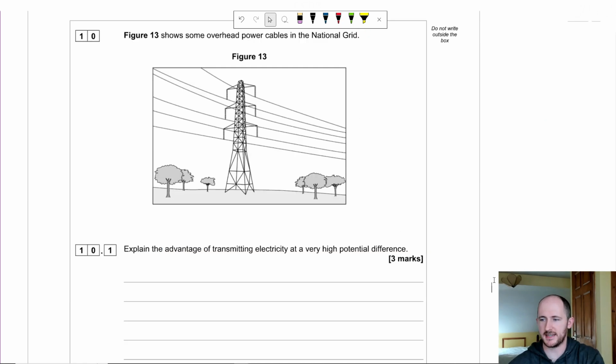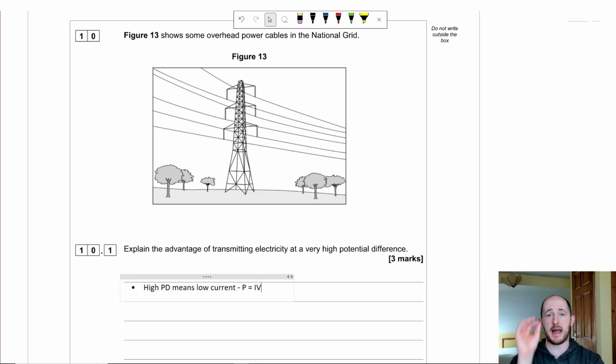Back to the national grid, again, everyone's favourite topic. But it says here that we have some overhead power cables in the national grid. Explain the advantage of transmitting electricity at a high potential difference. So when you have a high potential difference, it means you have a low current. Because remember, P equals IV. The power, the actual amount of energy we have, is constant. So if we increase V, I has to decrease.